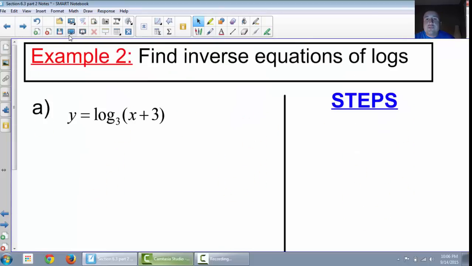All right, moving on to example 2. It says find the inverse equations of the logs. This is something that you've probably never done, so we're going to write some steps out over here, and then we will do the problem on the left.